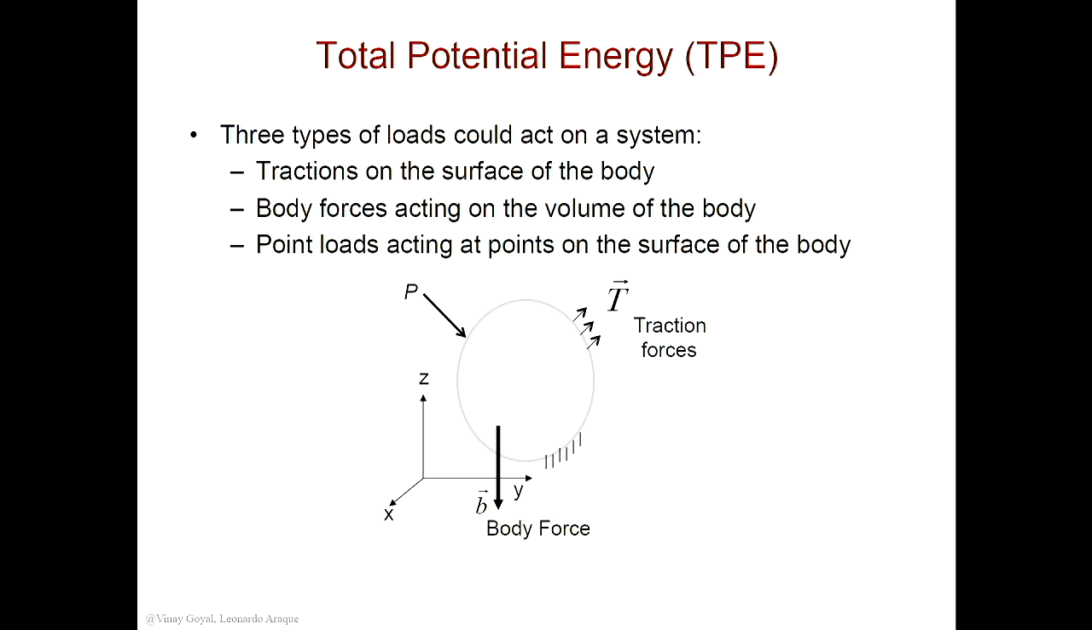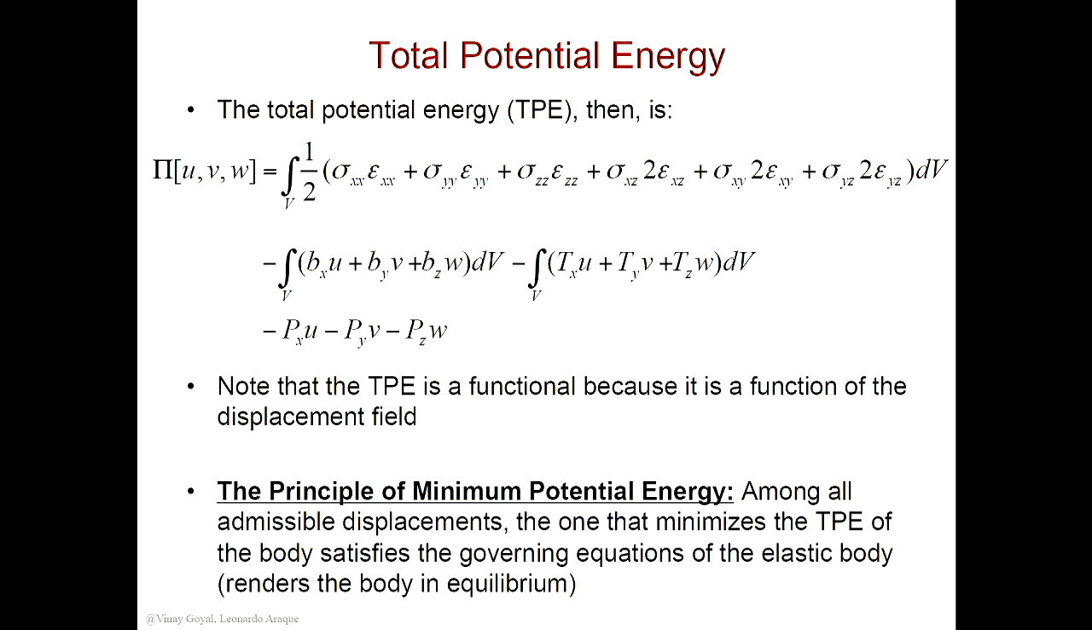Same concept, okay? So if I add up the strain energy stored in the body plus the work done by the external loads, this total amount is called the total potential energy. That's the total potential energy of the system, okay? And note, once again, that this total potential energy depends on three functions: U, V, and W, which are the deflections of the body under those loads.